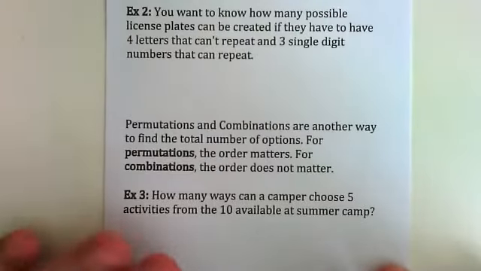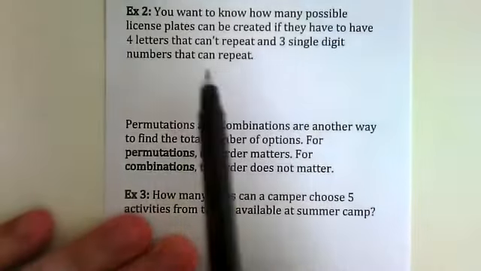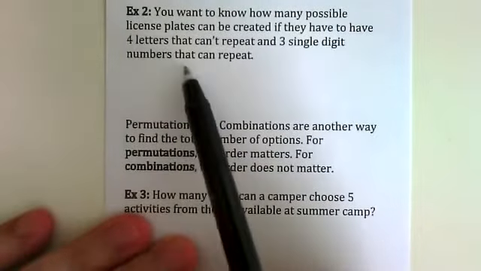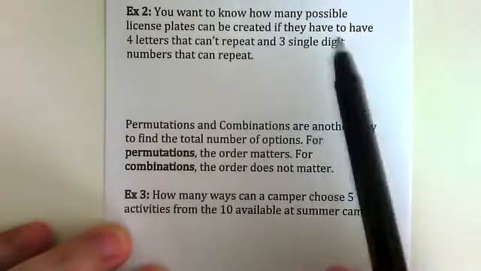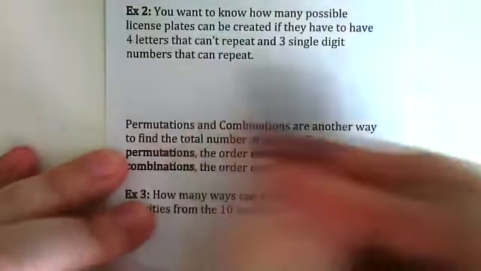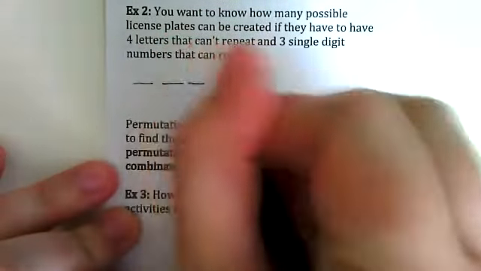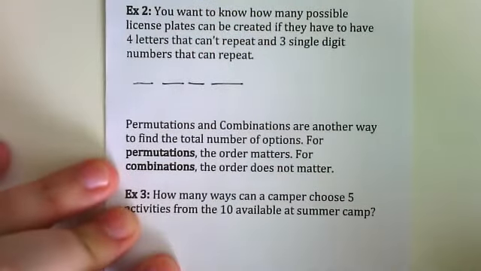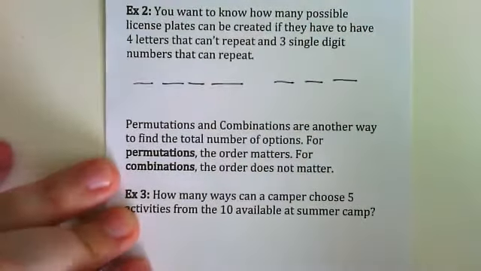For example 2, this is pretty similar, but there are different requirements here. You want to know how many possible license plates can be created if they have to have 4 letters that can't repeat and then 3 single-digit numbers that can repeat. So the easiest way to do this is write out how many options you have. I have 1, 2, 3, 4 that are going to be letters. And then I have 1, 2, 3 that are going to be single-digit numbers.